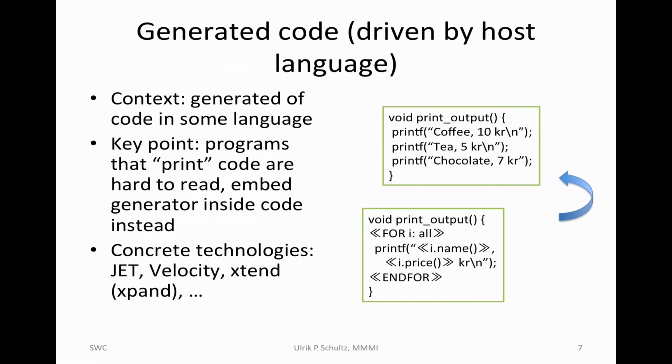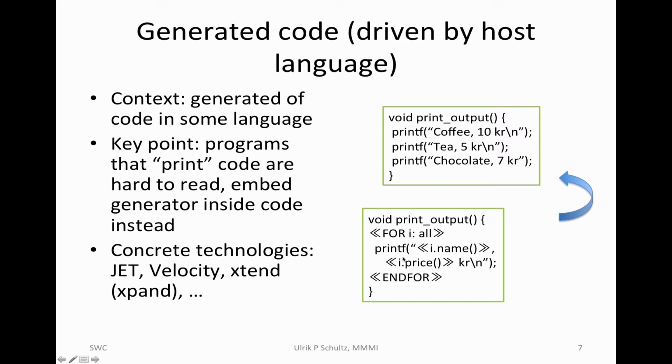Now, the thing that we want to think about in the context of this course is, of course, program generation. So we do the same just with programs. We want code like this, something that prints an output, maybe calling printf in a C program. And this print function is going to be different for every list of items. So we're going to generate it, and for that, we use a generator, like the one we have on the bottom here.